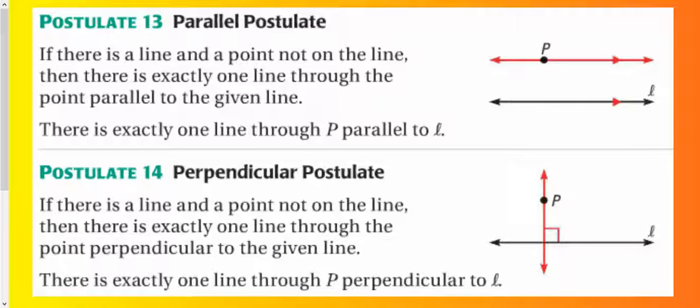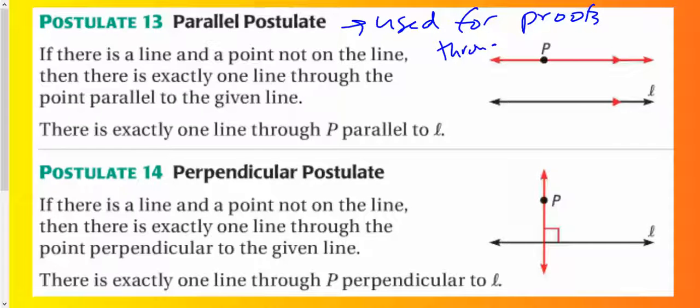Parallel postulate and perpendicular postulate. These are two postulates that are going to be used for proofs throughout the year. What the parallel postulate says is, if there's a line and a point not on the line, then there exists exactly one line through that point that's parallel to the given line.